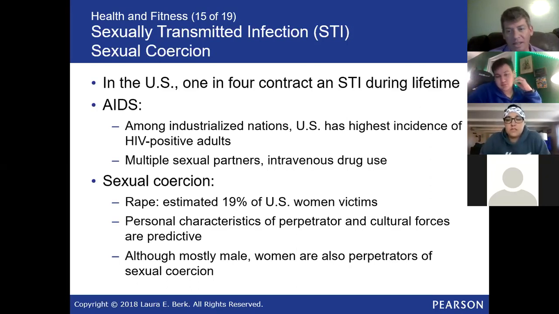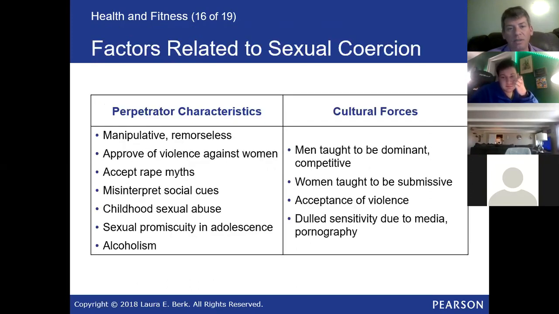It could be one sex partner. It could be you're getting a blood transfusion. There are many ways to contract AIDS. Sexual coercion. Almost 1 in 5 women are victims of rape. 1 in 5. Personal characteristics of the perpetrator and cultural forces are predictive. Although mostly male, women are also perpetrators of sexual coercion. But let's not fool ourselves.